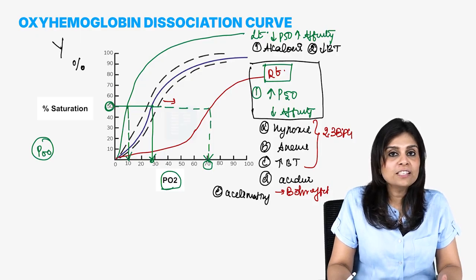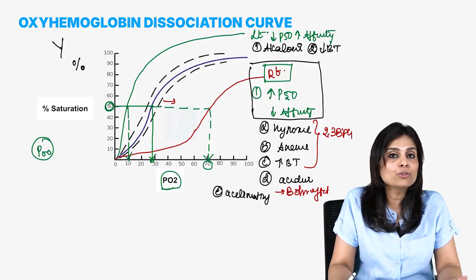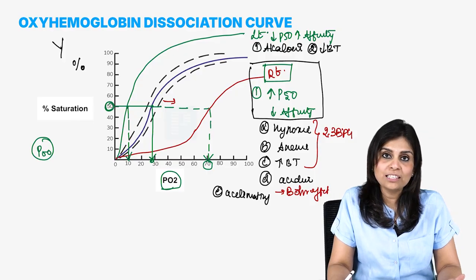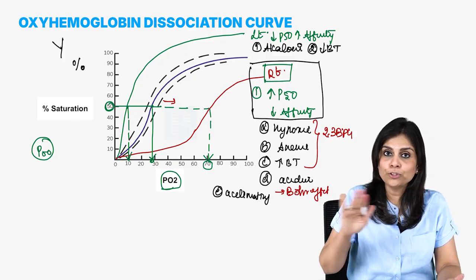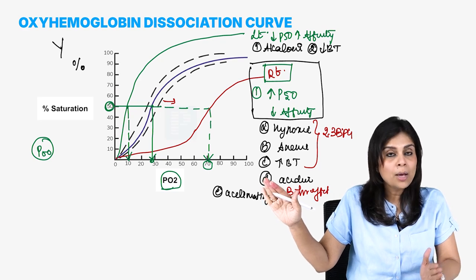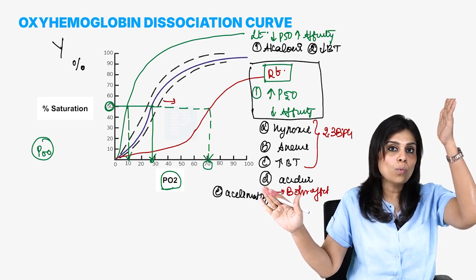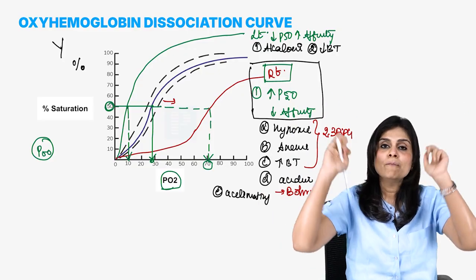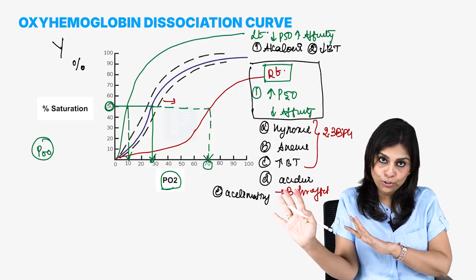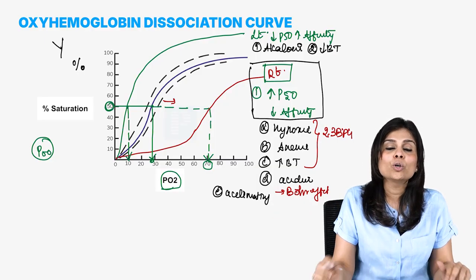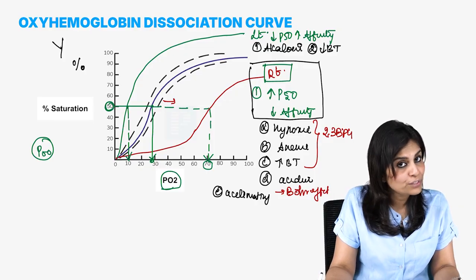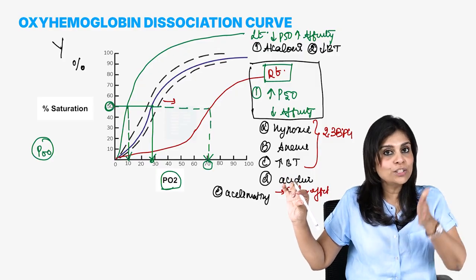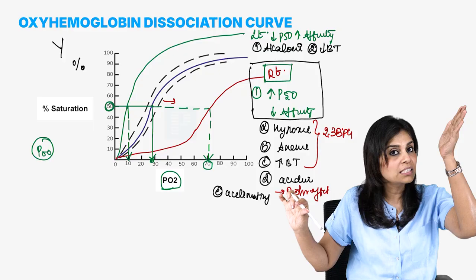Got it? So this is about the oxyhemoglobin dissociation curve. In the oxyhemoglobin dissociation curve, we have partial pressure of oxygen along the x-axis and percentage saturation along the y-axis. We always want to know the position of the curve. We want to know whether the curve is shifted to the right or to the left because that tells you about P50. P50 is the partial pressure of oxygen at which it is 50% saturated.